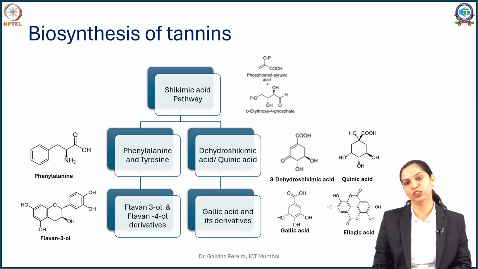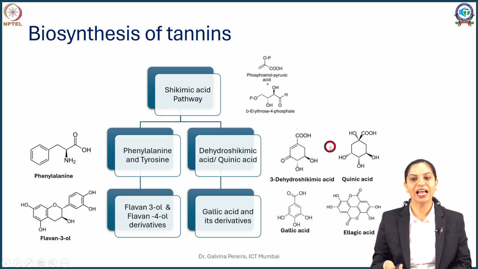So this 3 plus 4 carbon compound together cyclize to give you 7-carbon compounds, which are called dihydroshikimic acid and quinic acid. Your tannins have their genesis from these key intermediates, principally quinic acid. So if you see here in your quinic acid, when this hydroxyl group is removed and you have an aromatization of this ring, the structure mimics your gallic acid.